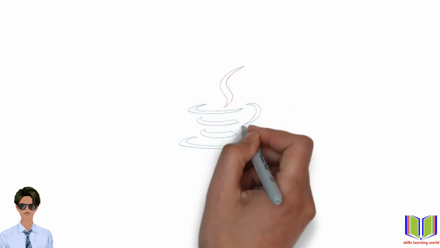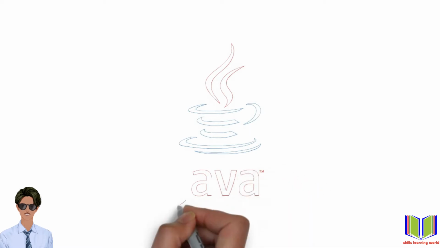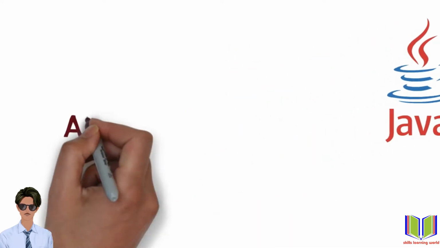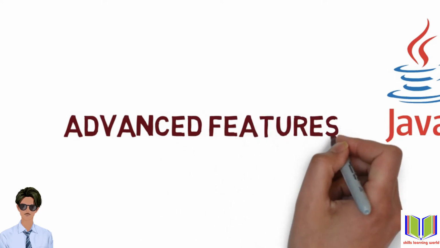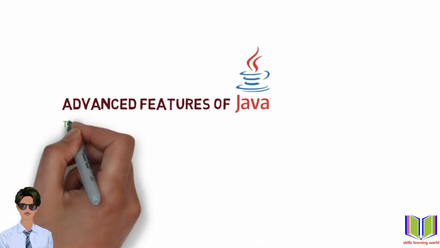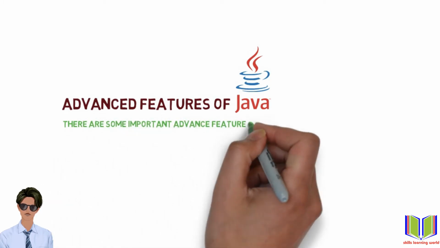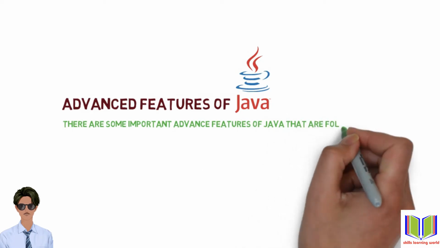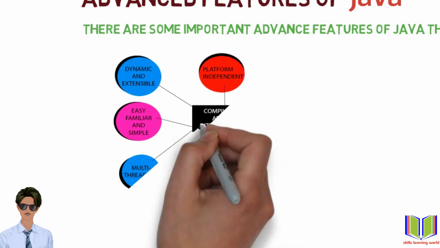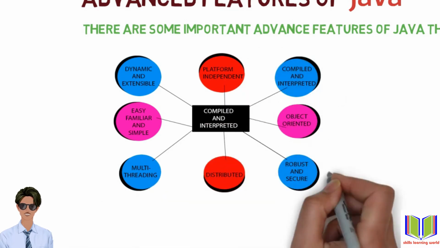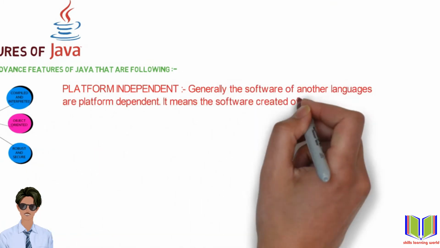Advanced features of Java. There are some important advanced features of Java that are following. Platform independent. Generally the software of other languages is platform dependent. It means the software created on one system can run only on those systems which have the same platform and configuration. It does not run on a different system with a different platform or configuration, but Java software is platform independent. Once it is created on one system, it can run on different configurations and platforms.